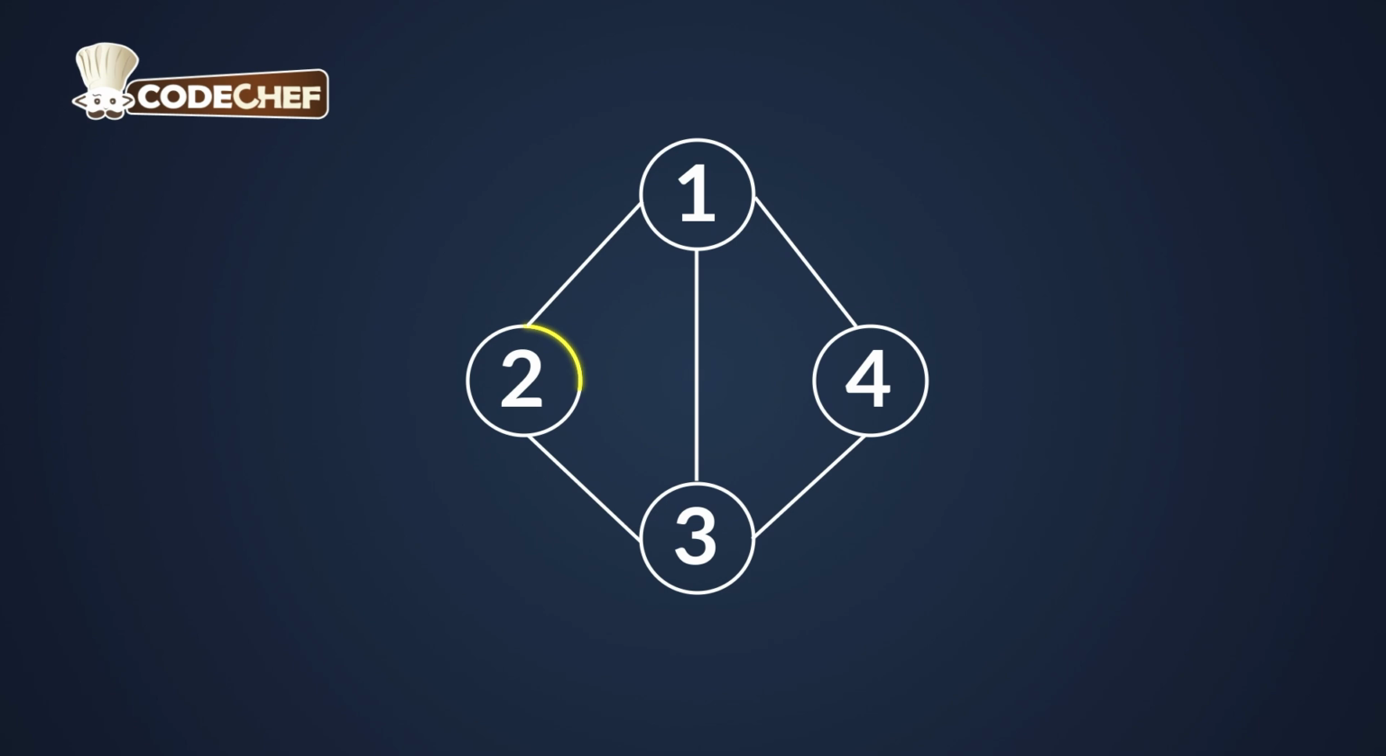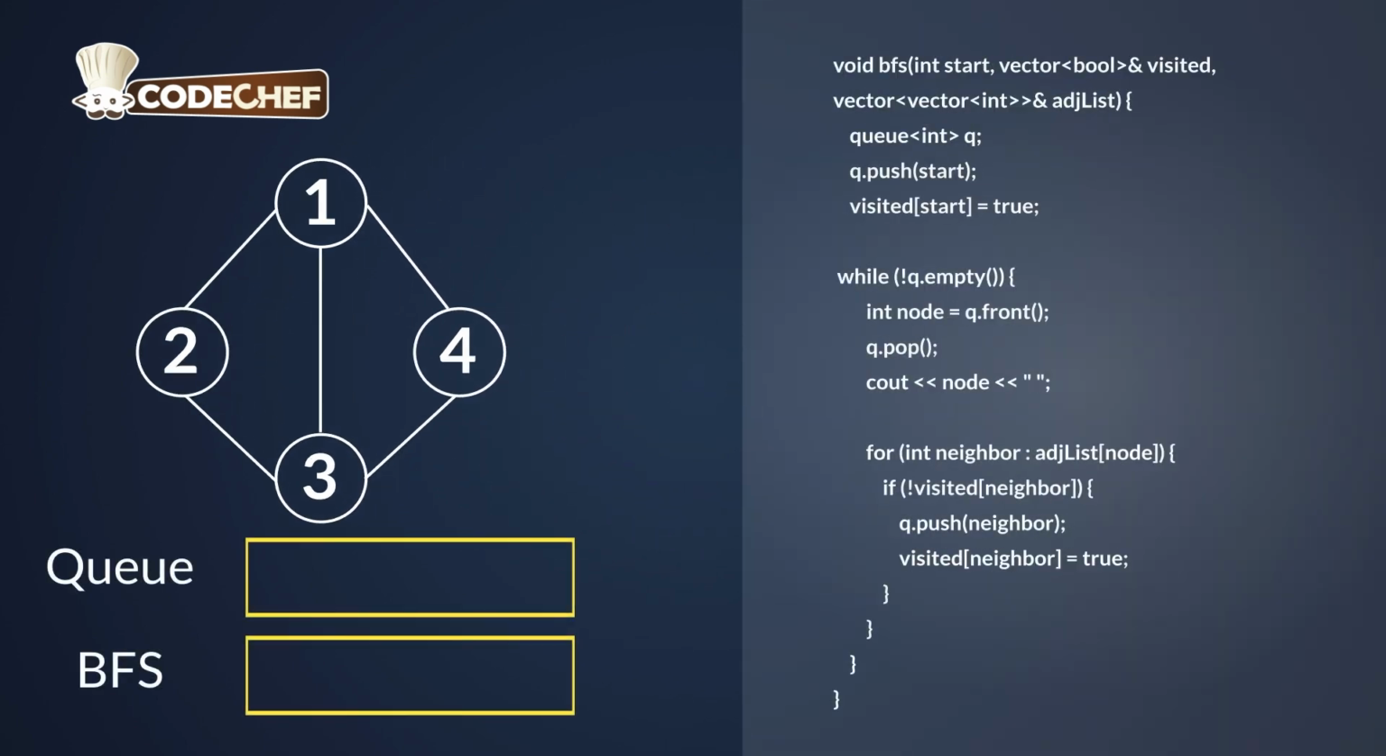We begin at node 2 and explore its neighbors, then the neighbors of those neighbors, until all reachable nodes are visited. First, we add our starting node, node 2, to the queue and mark it as visited. Notice the highlighted lines that set up our starting point for the traversal.